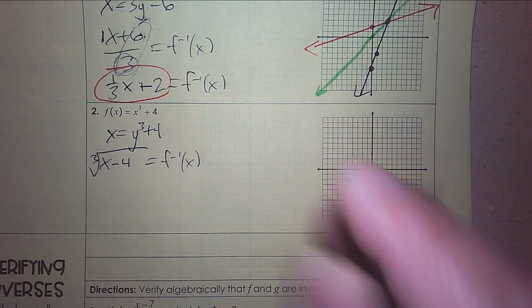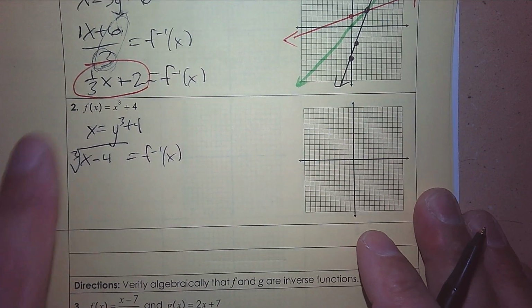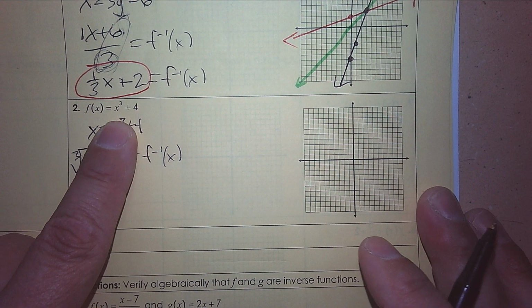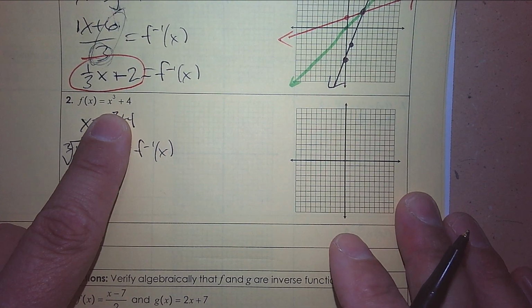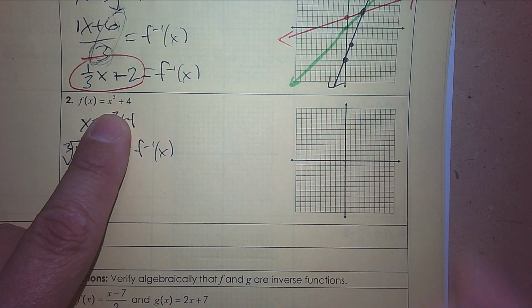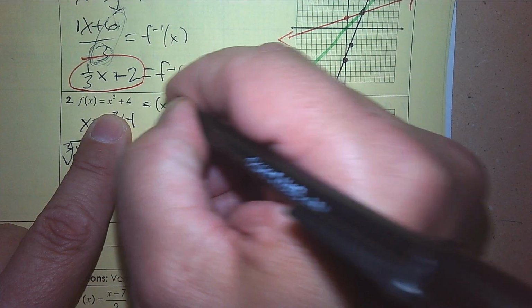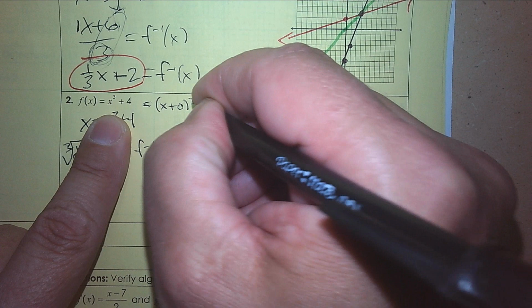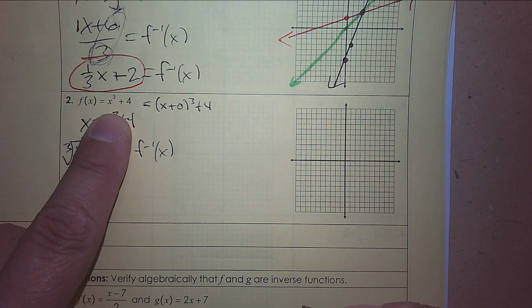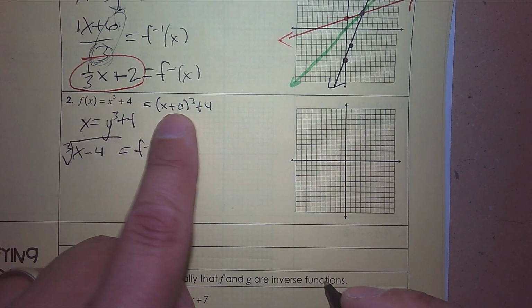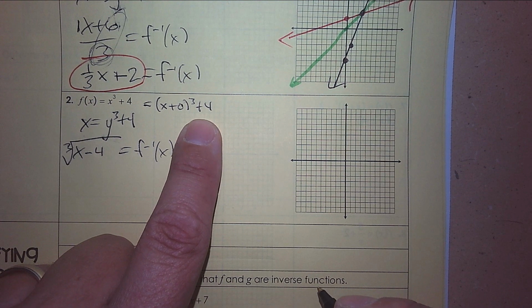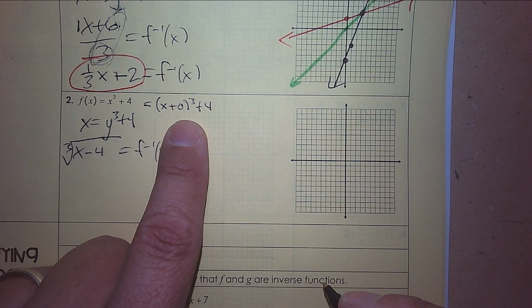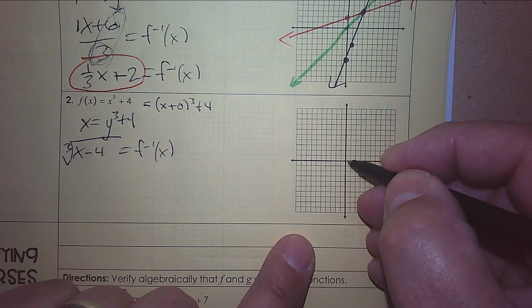I want to graph both of them. Kaylin, do you know how to graph a cube? Like x cubed plus 4? Or do you want support? Are we okay, Kaylin? Can you graph a cube? This is in HK form. What do you think the H and K are? 0 and 4. Can you find 0, 4 for me?